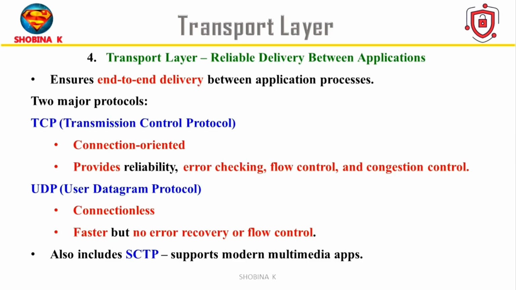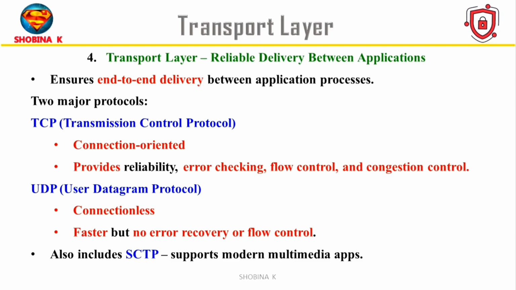Then we have the transport layer. The transport layer provides end-to-end communication. It takes messages from the application layer and encapsulates them into transport layer packets called segments or datagrams and sends them to the destination host. This layer separates the tasks and allows different protocols to be used based on the application needs.